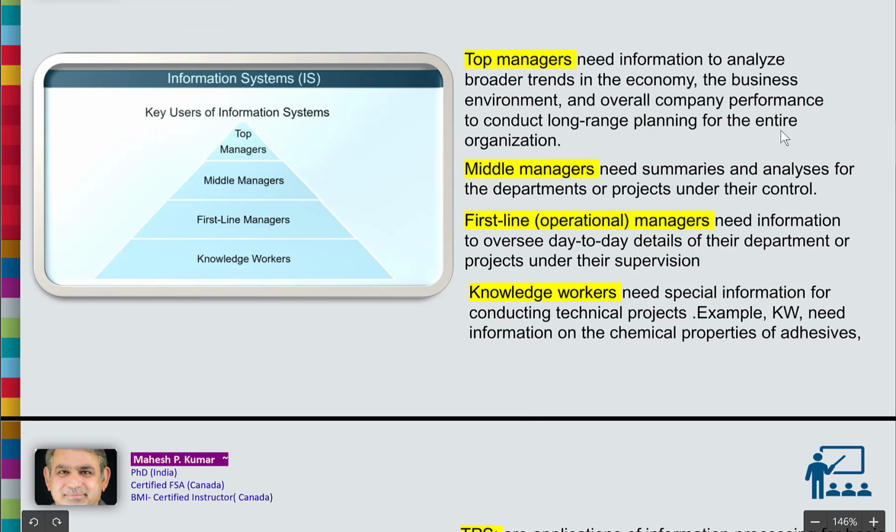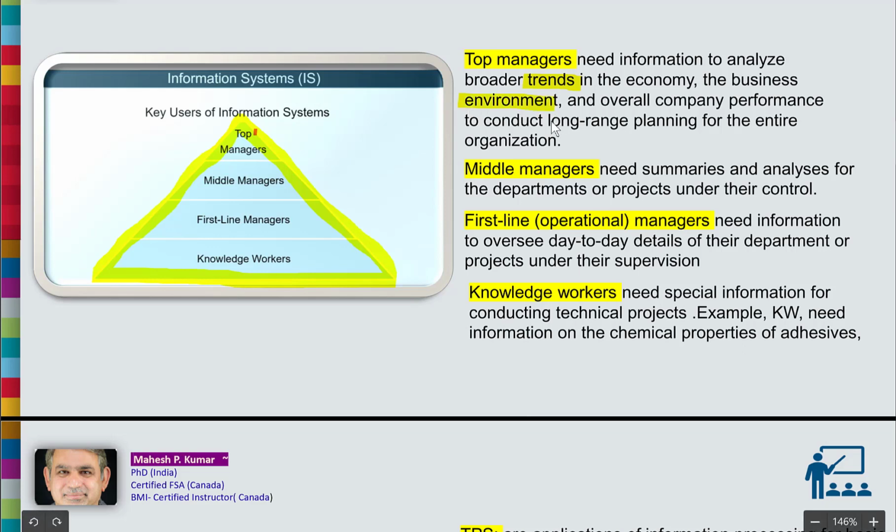And when we are dealing with business essentials, sometimes the question arises, okay, why are we giving so much importance to information? The thing is that information is needed by 4 key users in the company. The first key users are top managers. Top managers need information to analyze the broader trends in the economy. Whether the economy is on a downturn, or is it on recovery, or is it at peak? So they have to analyze the external and internal environment. That is why they need information.